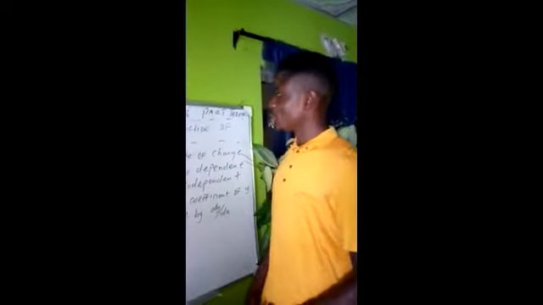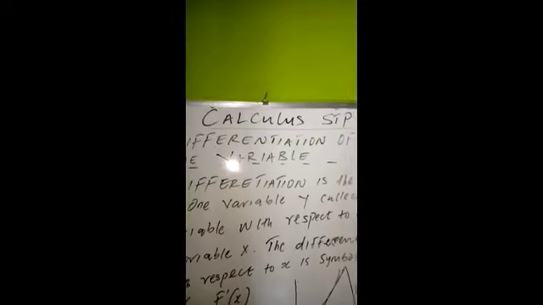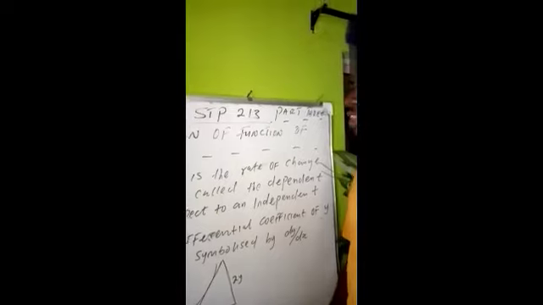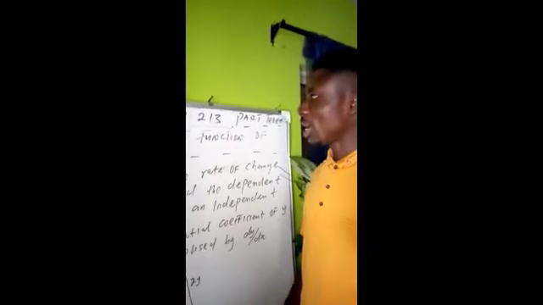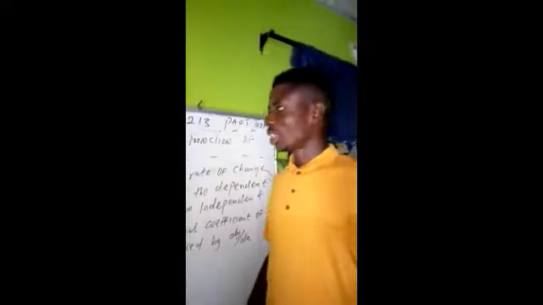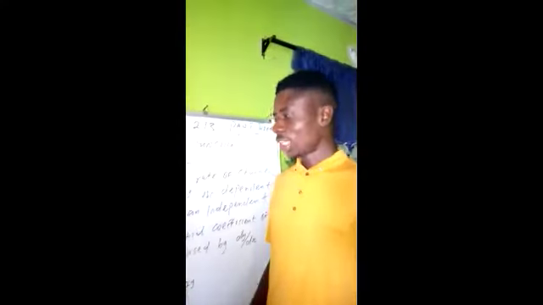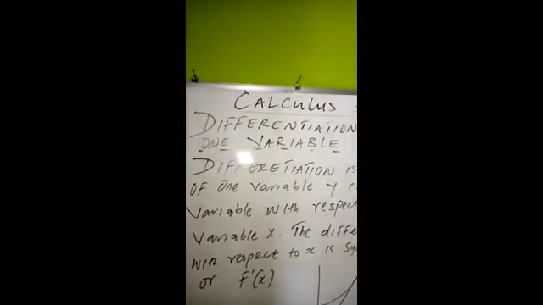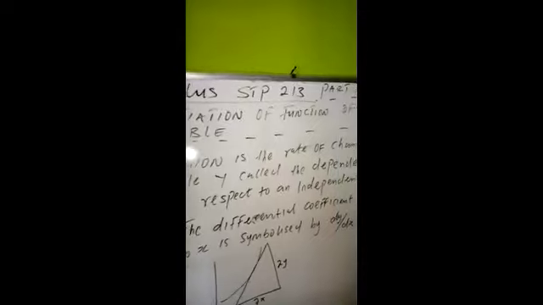Today is a continuation of Calculus STP 213, which is part 3. In other departments, like the School of Engineering, the course code is MTH 211, but they are the same thing with calculus. That is the course title. The topic we have today is differentiation of function of one variable.